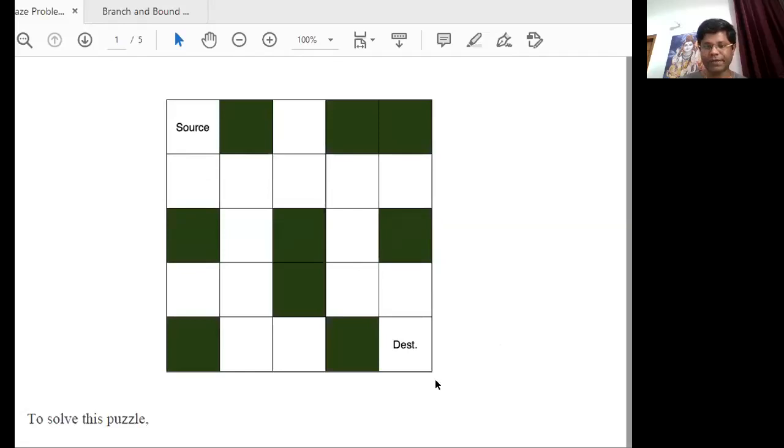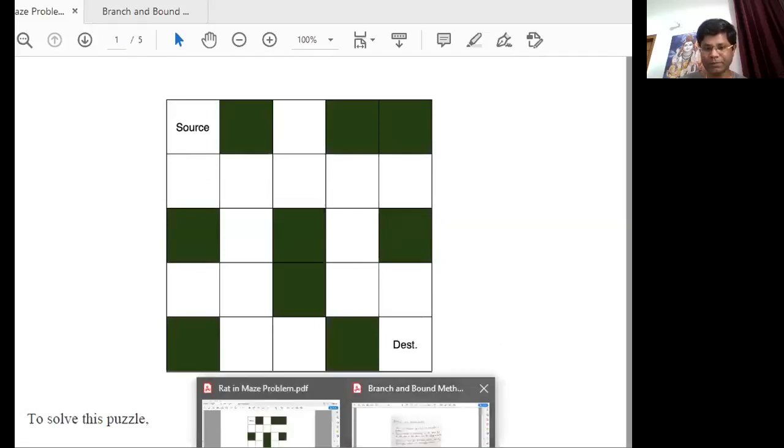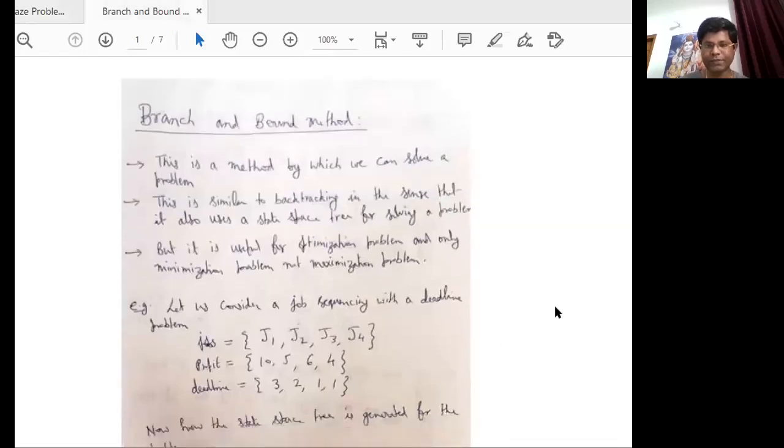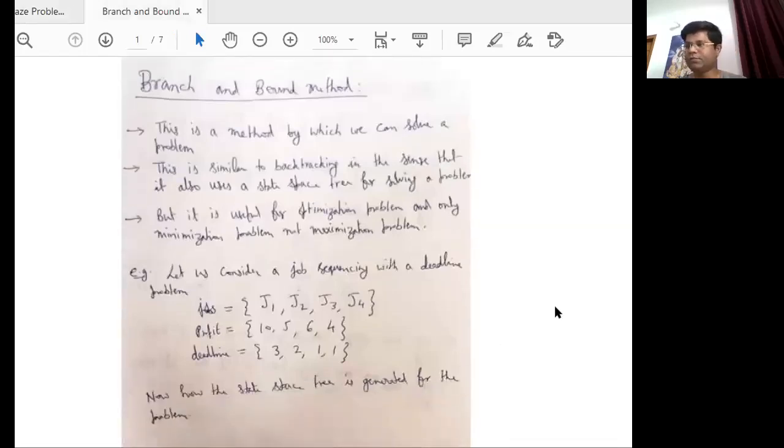So now our next topic is the branch and bound method. So I am moving to that method, that is the branch and bound method. Basically, the branch and bound method is used to solve a particular problem, and this is similar to backtracking in the sense that it uses a state space tree. In backtracking, we construct a tree that is called a state space tree, and similarly, the branch and bound method also constructs a state space tree. We will see later with an example.